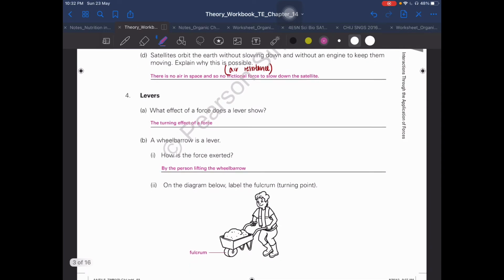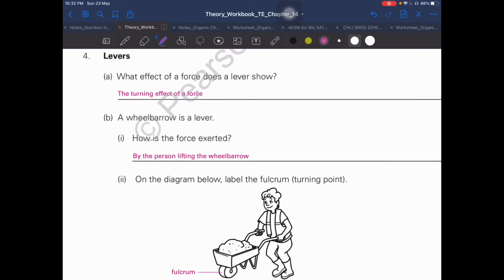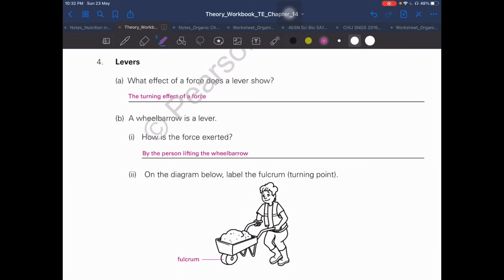For part 4, we're talking about this concept called lever. Now, lever might be something you've learned in primary school already. So I just want to highlight that a lever actually exhibits the turning effect of a force. So force can be used to turn an object, right? And in this case, a wheelbarrow is being used as an example. And how is the force exerted? It's exerted when the person lifts up the wheelbarrow, because the wheel acts as what we call the fulcrum, which is the turning point, also known as the pivoting point, right? So we'll talk more about this in upper sec. If you take physics, we'll learn about moment.